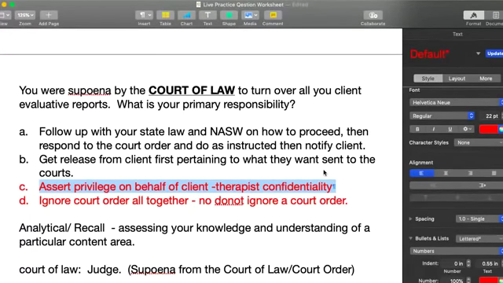So I kept stuttering over my words. I'm sorry. Someone was texting me and I was trying to do two things at one time. But unless they contested it, you still have to follow up.